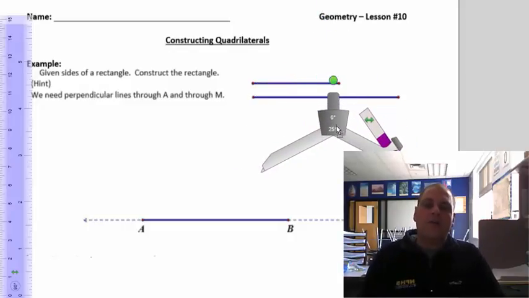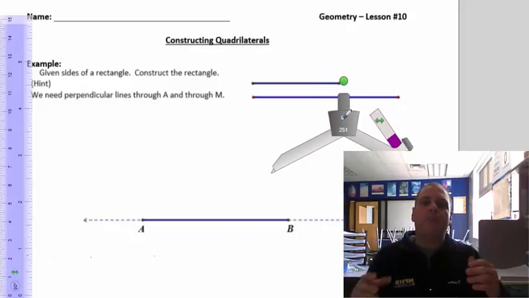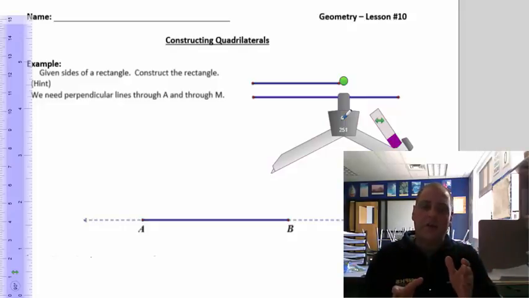Perfect. All right, so what we need, because remember rectangles have right angles, so do squares. So this is similar for a square. When you do a square, it's very similar to a rectangle. The only difference is the length. We need perpendicular lines through A and B.